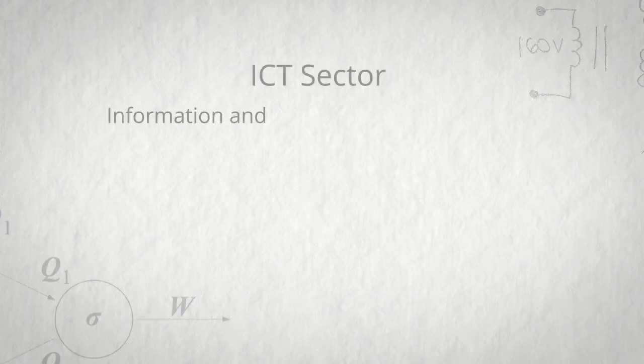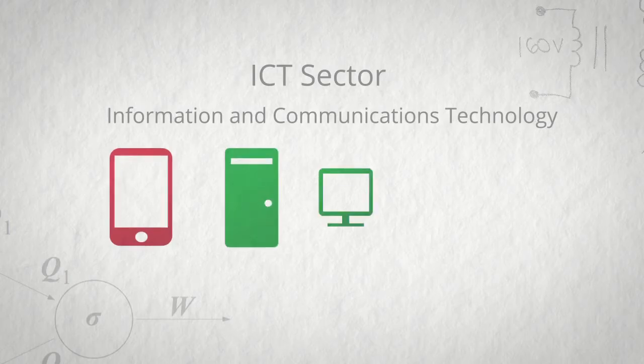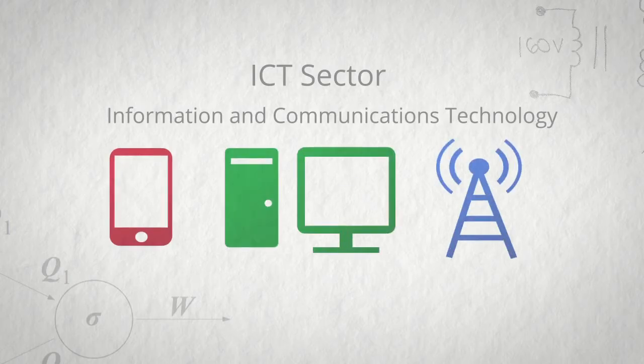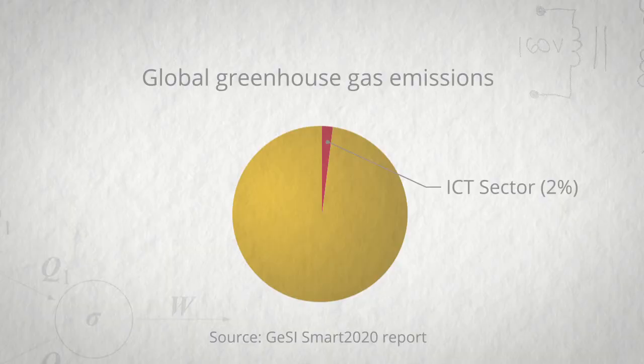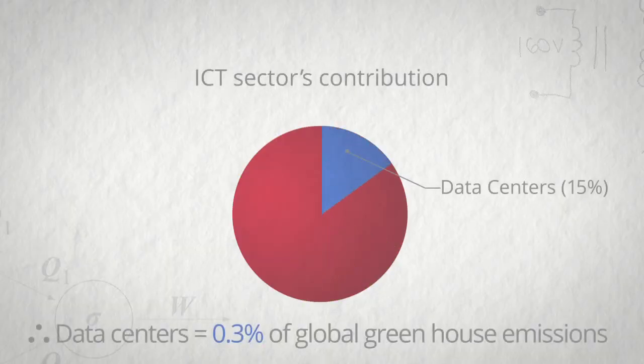To put things into perspective, the entire ICT sector, that includes mobile phones, computers, monitors, cell phone towers, is roughly about 2% of global greenhouse gas emissions. Of that 2%, the data center portion is responsible for about 15%.